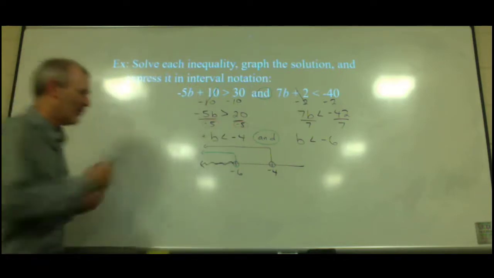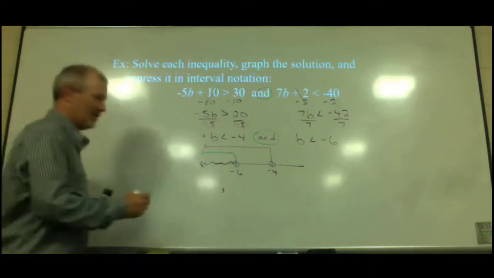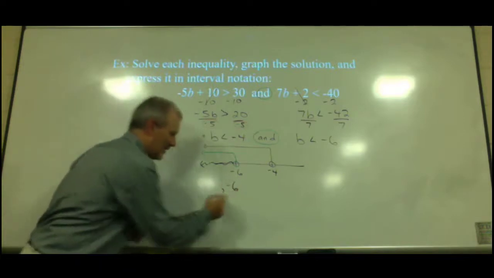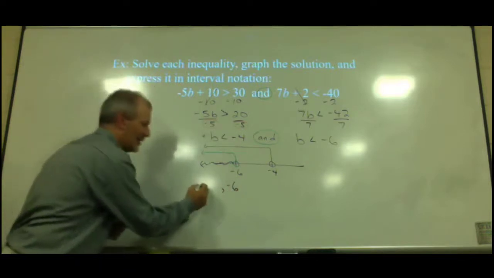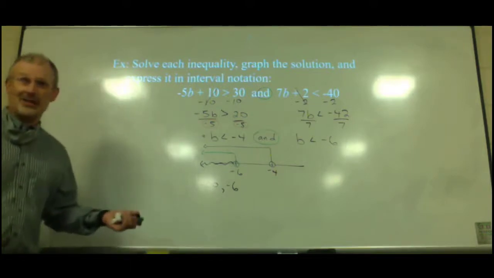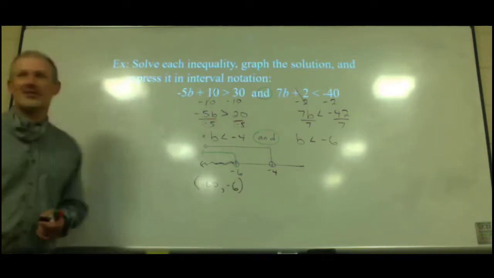So when we write that with our interval notation, where does the -6 go? It's over here. And then what goes over here? Negative infinity, it's going forever to the left. Infinities always get parentheses, and this one gets parentheses also because it is open.